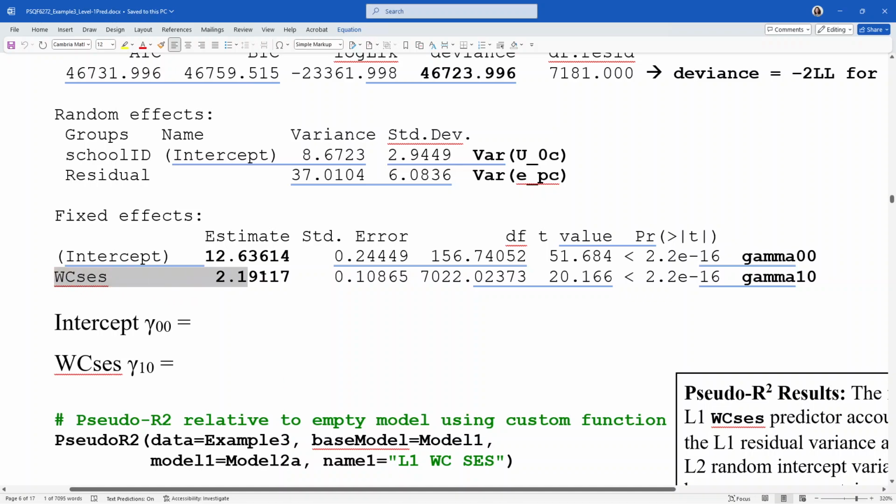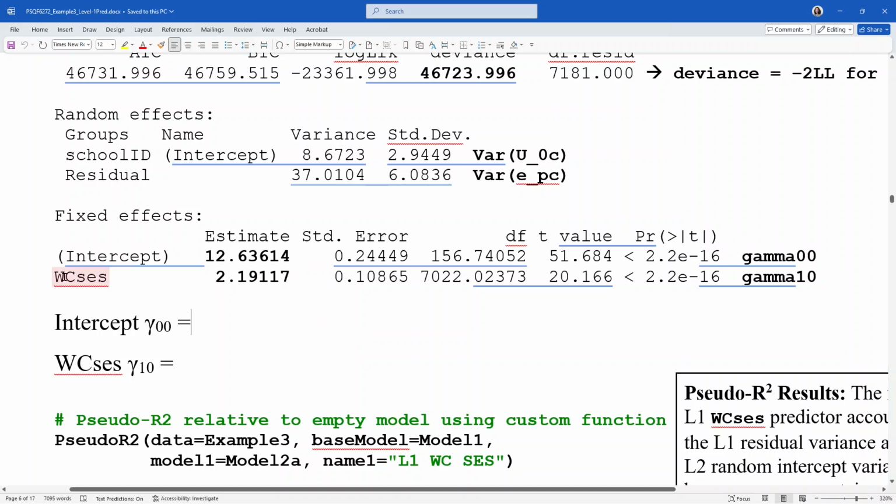That within slope then is 2.19. So for every additional unit of SES more than the rest of your school, your math goes up by 2.19 relative to the rest of your school. So this is purely like if I only sampled one school, this is the relationship that I would be talking about within a school relative to your peer group.